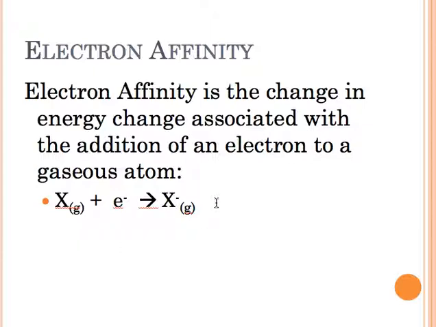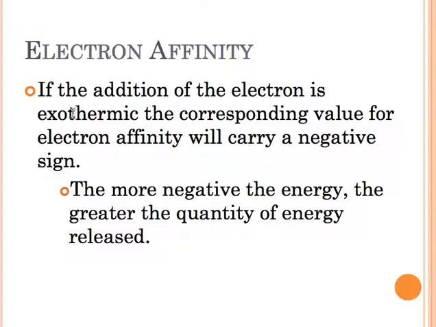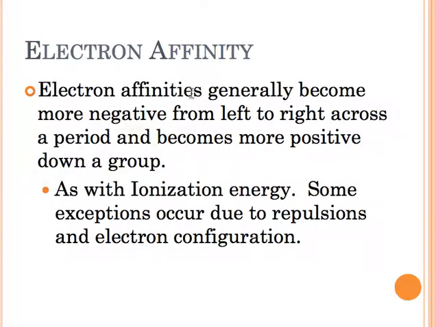And since in first year chemistry we don't really talk about thermochemical processes, therefore, we don't really talk about electron affinity. Rather, we just call it electronegativity. So it's a little bit easier. So again, the addition of an electron is exothermic, and therefore the values will always carry a negative sign. The more negative the energy, the greater energy that's being released. So electron affinities generally become more negative from left to right. So again, let's think about this from last year when we were talking electronegativity increased from left to right. Well, so does electron affinity. It's becoming more negative because the energy is increasing.